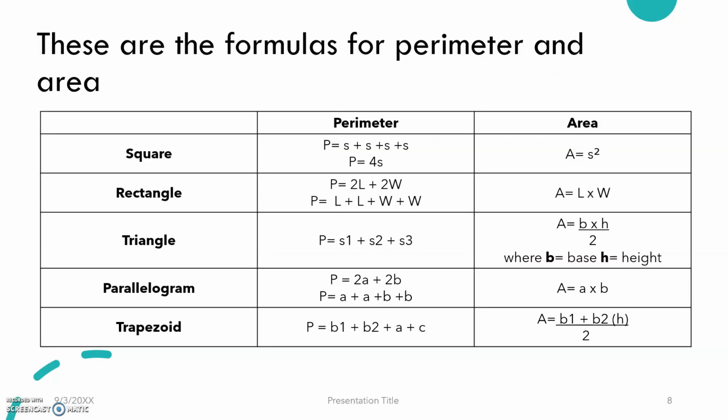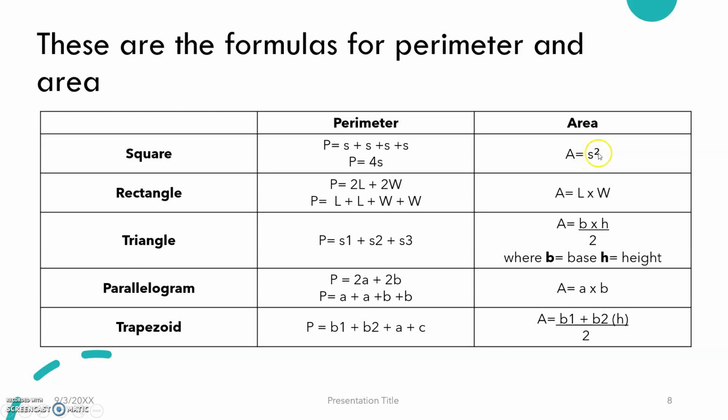So, these are the formulas for perimeter and area. So, itong column na 'to, sa perimeter ito, and this column is for area. So, balikan natin yung formulas ng perimeter. Compare natin siya sa area. Start tayo sa square. So, kapag perimeter, P equals S plus S plus S plus S or 4 times S. Kapag area naman, this is A equals S squared.